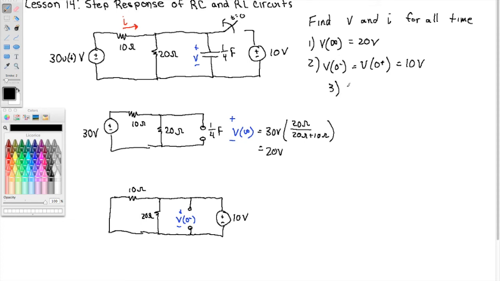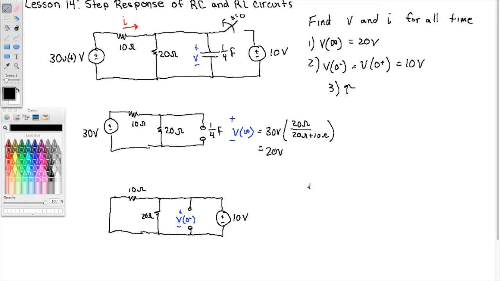Step 3 is find the time constant, tau. It's important to emphasize here, the time constant is after t equals 0. We're interested in what's happening after all of this is going on, how the transients die away, and so forth. So for positive time, we've got 30 volts over here. So that's this circuit, 30 volts, 20 ohms. But the capacitor is not necessarily a short, or excuse me, not an open.